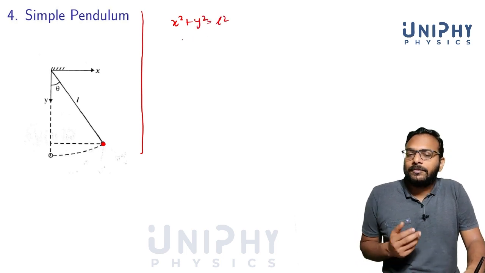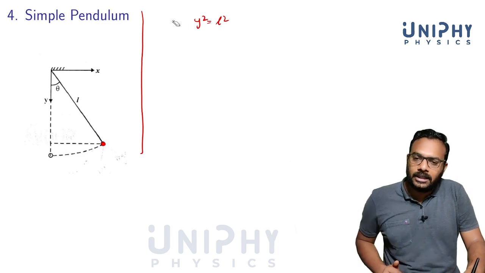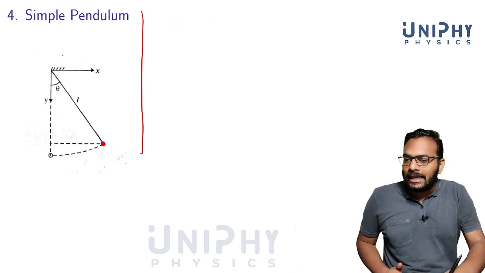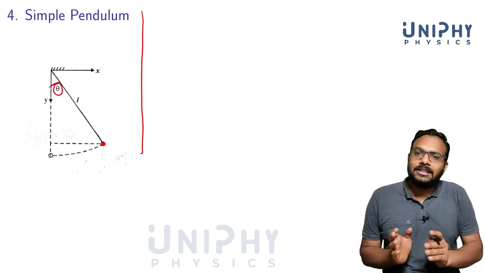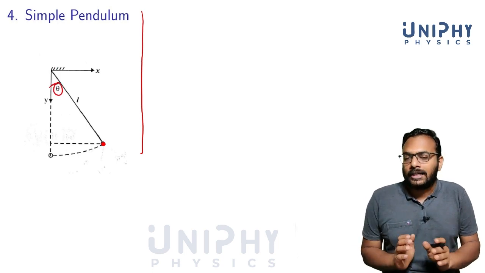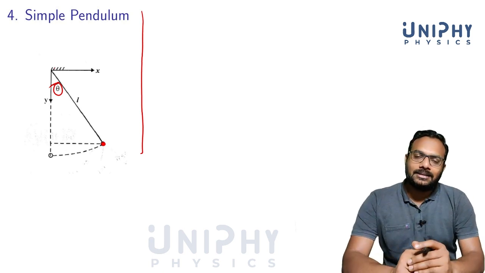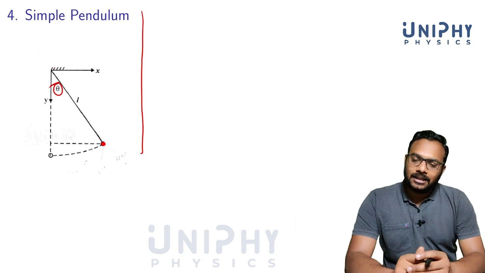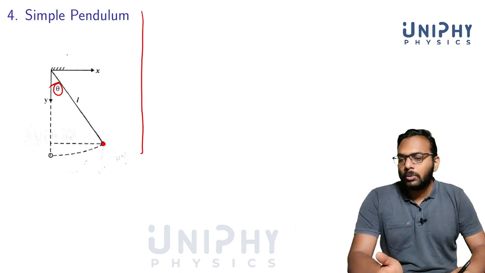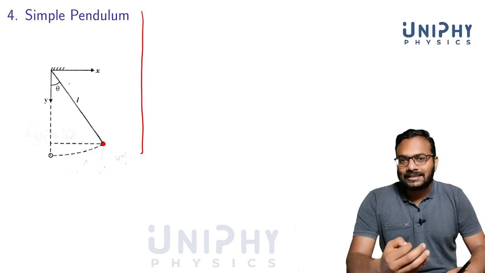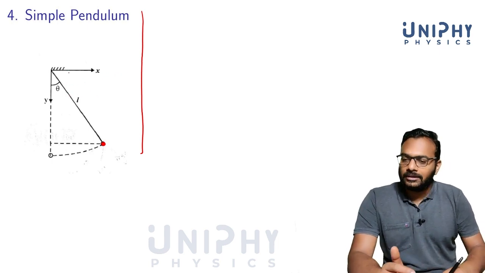This means if you know x, you also know y, so they are not independent. You need only one generalized coordinate, and the convenient choice is the angle theta. You just need to say the angle theta, or at what inclination the simple pendulum is with the y-axis, then you know the complete configuration of the simple pendulum. So you need only one generalized coordinate, and in this case the convenient choice is theta. You don't need x and y, you just need theta.